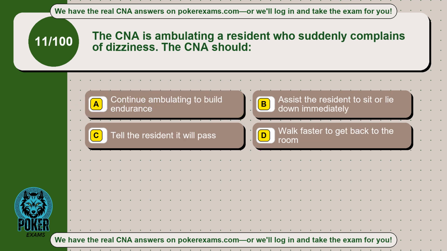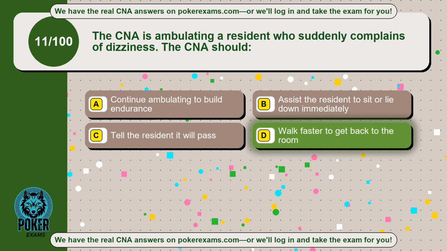Question 11. The CNA is ambulating a resident who suddenly complains of dizziness. The CNA should: Option A. Continue ambulating to build endurance. Option B. Assist the resident to sit or lie down immediately. Option C. Tell the resident it will pass. Option D. Walk faster to get back to the room.